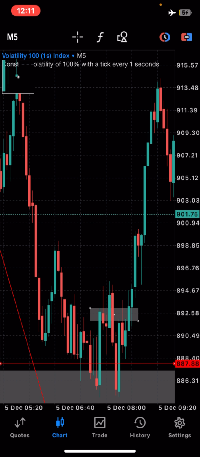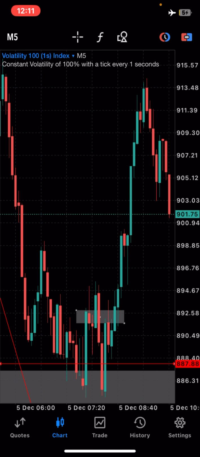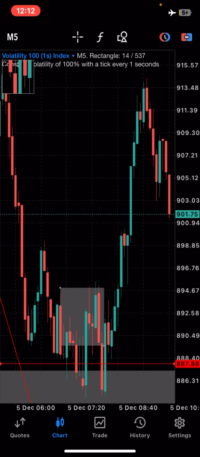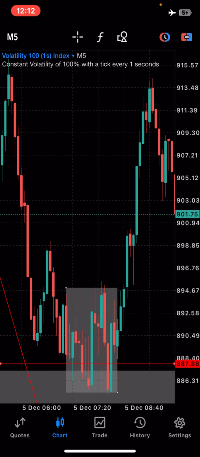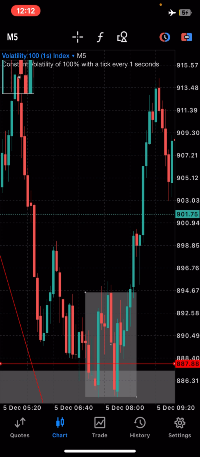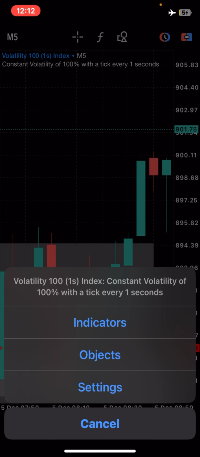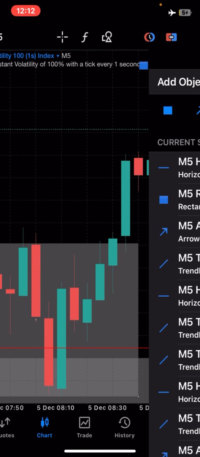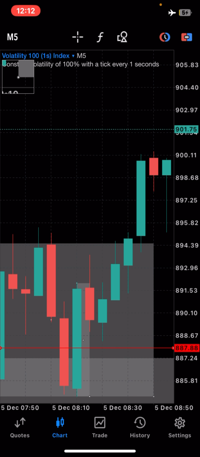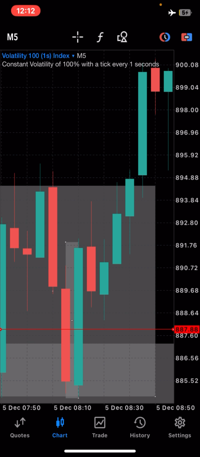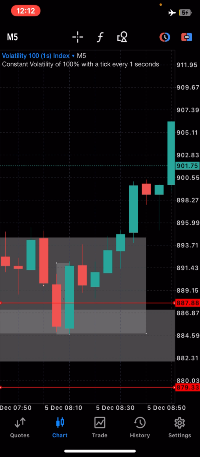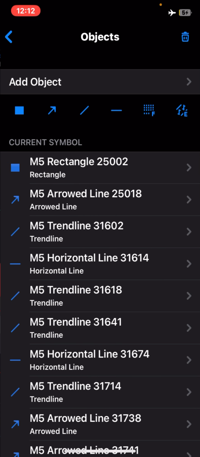Your entry would have been somewhere over here. That's where your entry would have been. Right? Around this area over here. This is your entry zone right there. If you enter on this candle over here, see this candle? That's a bullish engulfing candle. That was confirmation that no, we're now reversing to the upside.